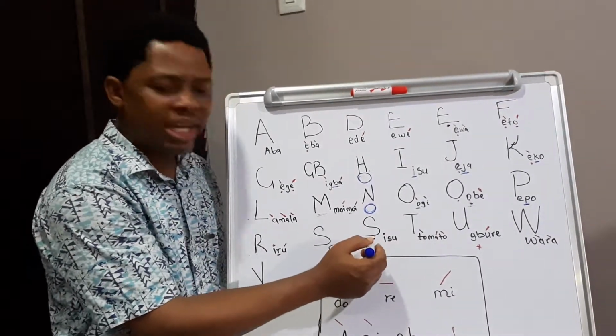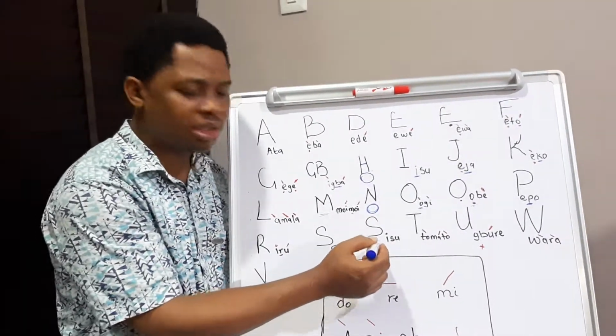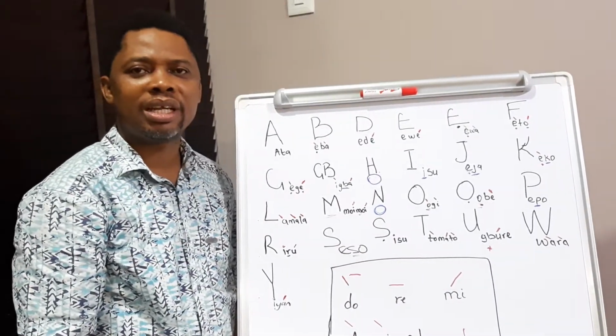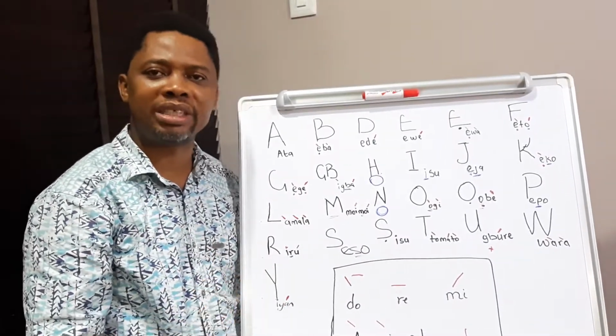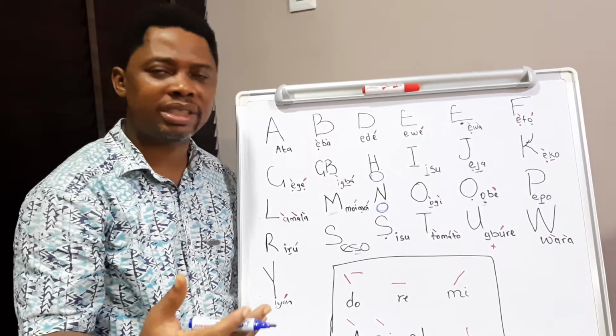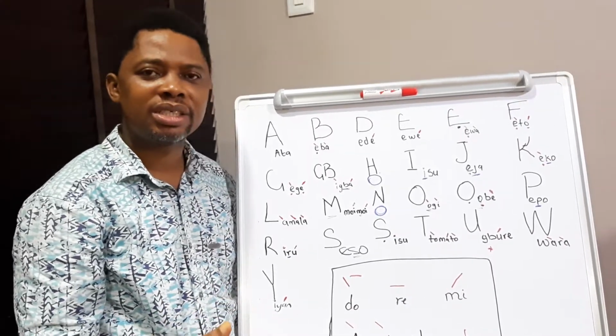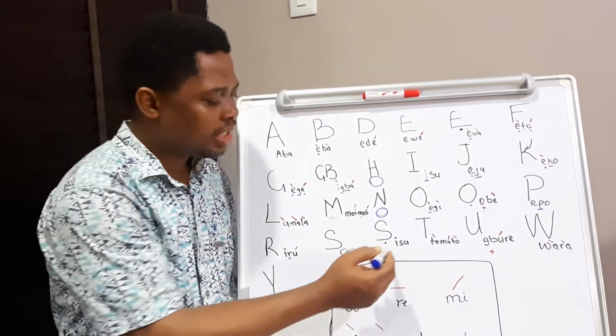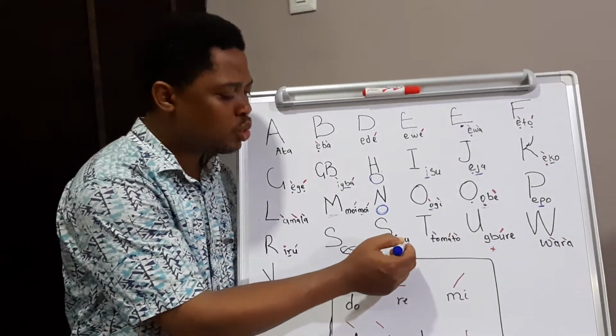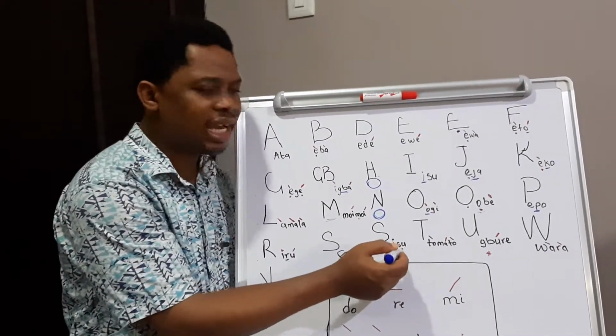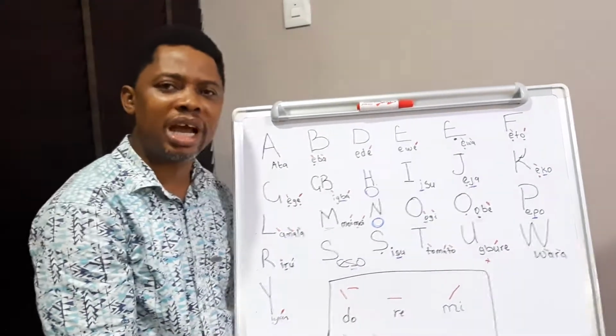This is Sh, this is the S with a dot. Sh, like the pronunciation of shirt, shirt, shirt. Ishu, ishu, the S here is the sh. Ishu is yam, yam.